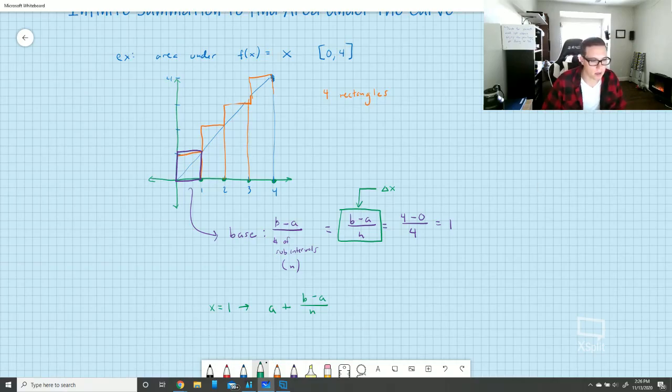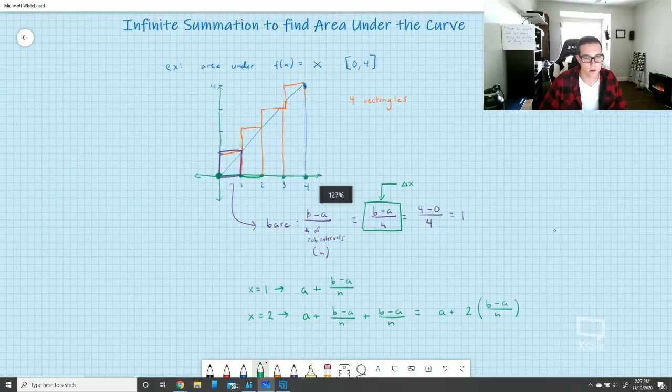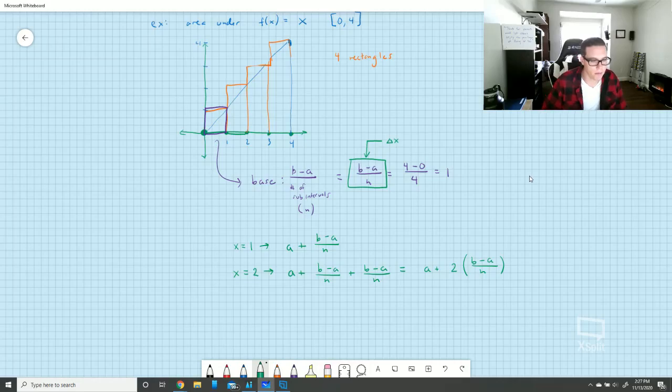How can I talk about something like x equals 2, for example? Well, here's where the magic starts to come in. I could do the same thing. A plus the base length again, but then add it again. You see what I'm doing? It's 0, a, plus 1 base length plus another base length. So in other words, I could talk about it as a plus 2 times the base length. Okay, so what about to get to x equals 3? Same idea. A plus 3 times the base length.